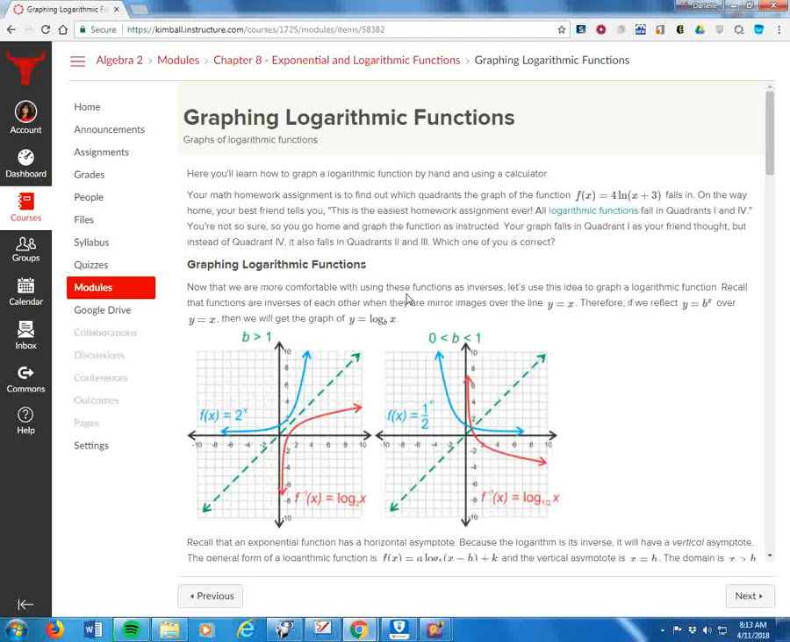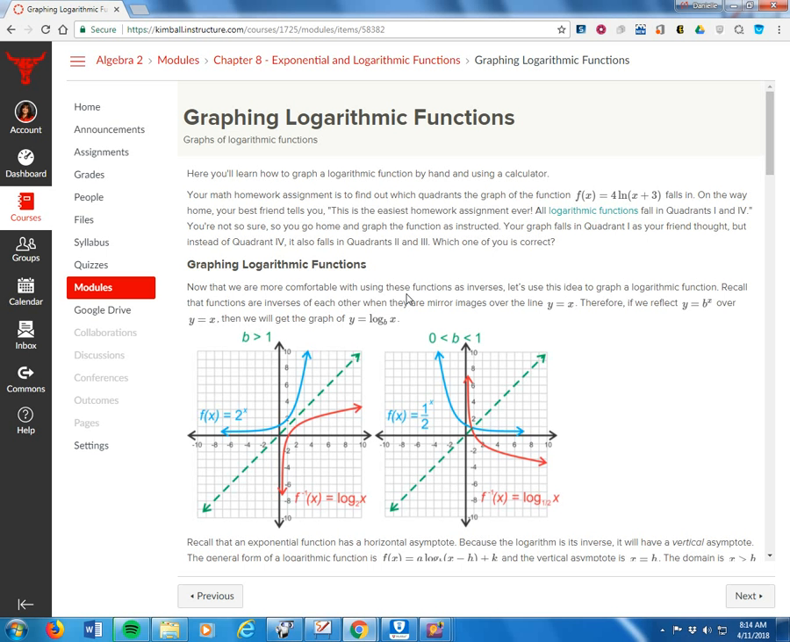Okay, so looking at logarithmic functions. Logarithmic functions are the inverse of exponential functions. So who remembers how to find the inverse of a function? We did it last chapter. What's the process? Yeah, you switch x and y, and then solve for y.